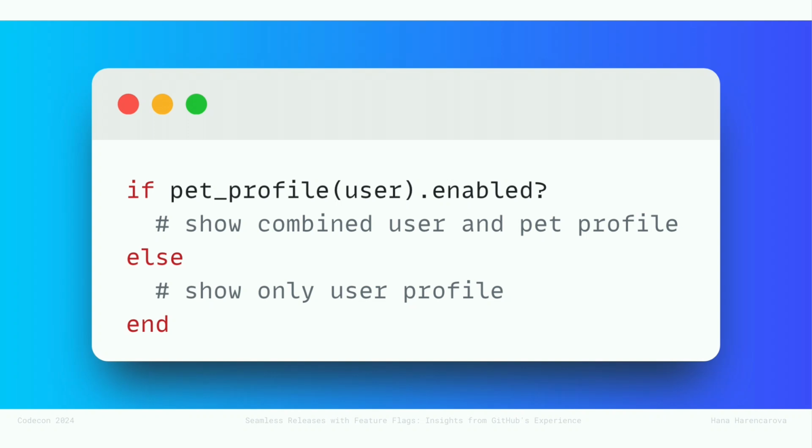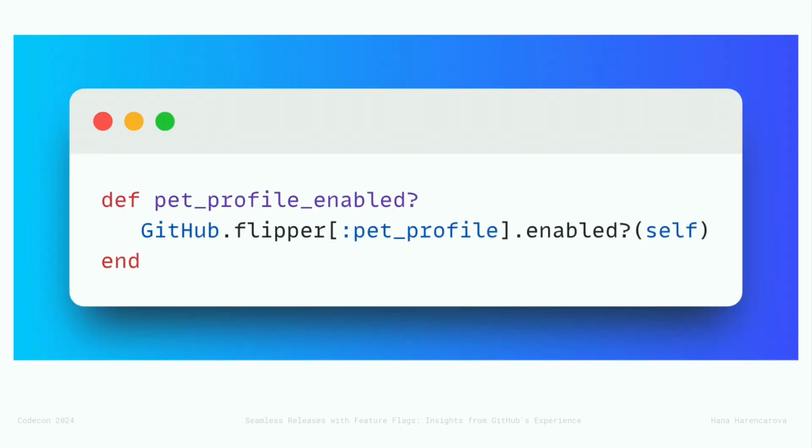And the most basic code could look, okay, if the pet profile is enabled for that user, we want to show the combined profile. If not, we show the regular profile. Again, in the simplest form, we can have a method defined something like this. So for GitHub Flipper, we check if this feature flag is enabled for the user. We often also work with repositories, so we check which features are enabled for specific repositories.